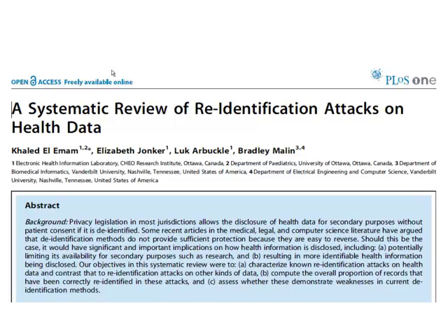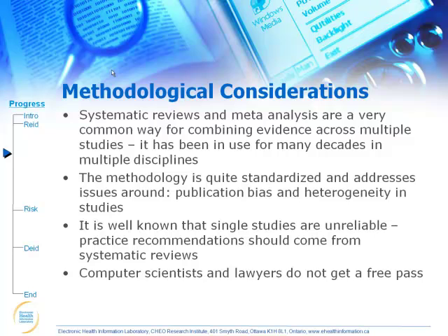Now, a systematic review is a standard method that's used to summarize the evidence on a particular topic. It's a standard approach, used certainly in medicine very extensively, and it's well known that single studies are unreliable, and therefore you use a systematic review and a meta-analysis to combine results from multiple studies to draw a much stronger and a much more robust conclusion.